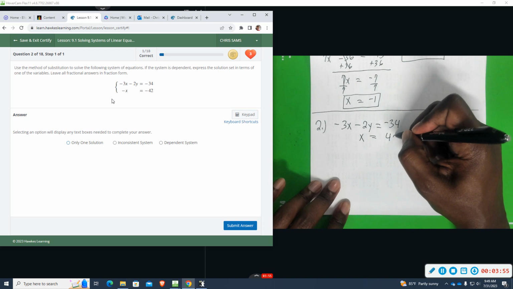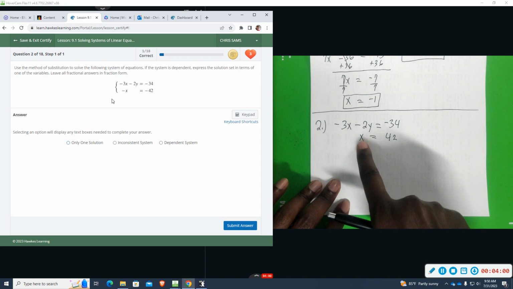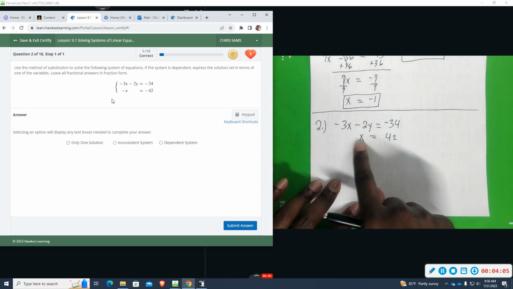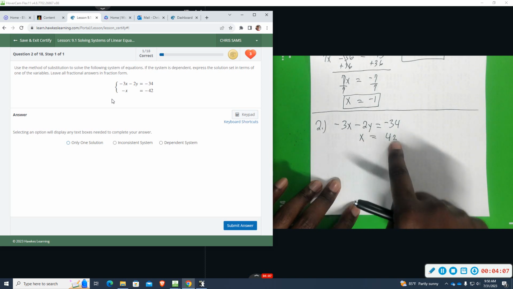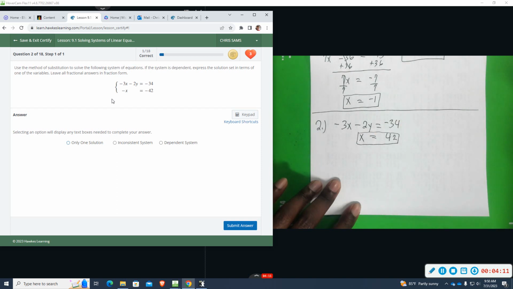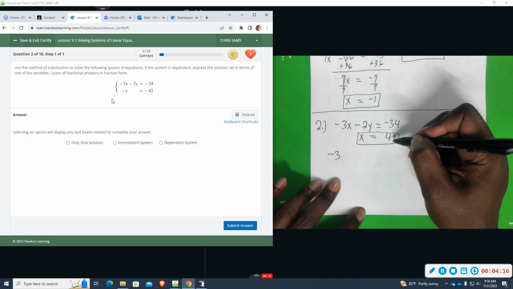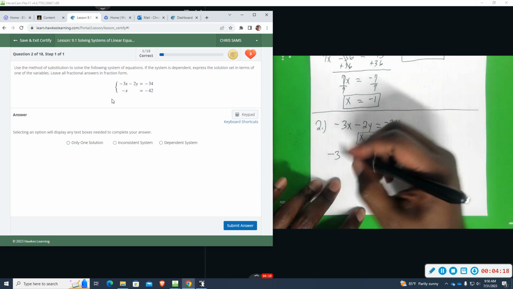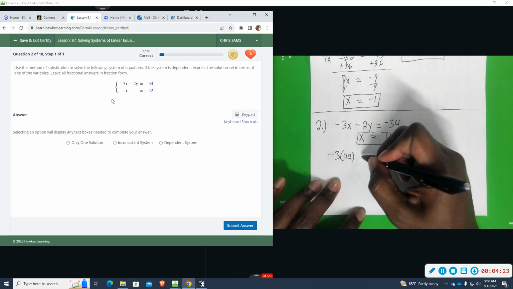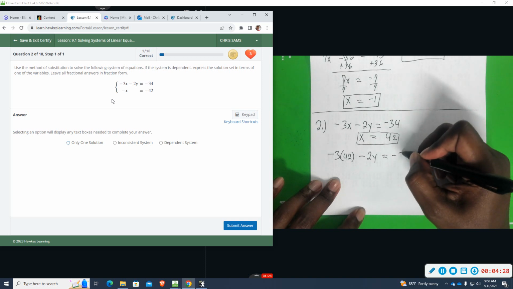And you always want to try to write your x, or whatever your variable is, it could be x or y, but it needs to be positive at the end of the day. So we're looking at positive x equals 42. That's what we're going to substitute in. So one value, x is 42. That's part of my solution. I'm going to substitute 42 for the x in -3x minus 2y equals -34.